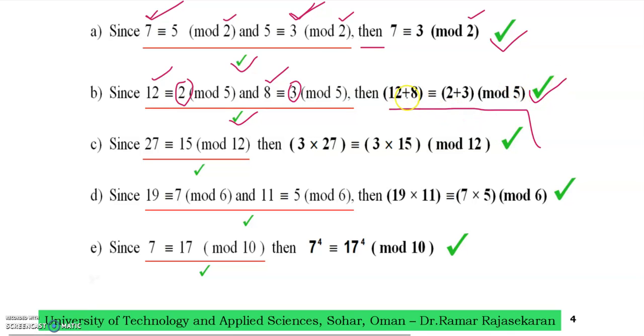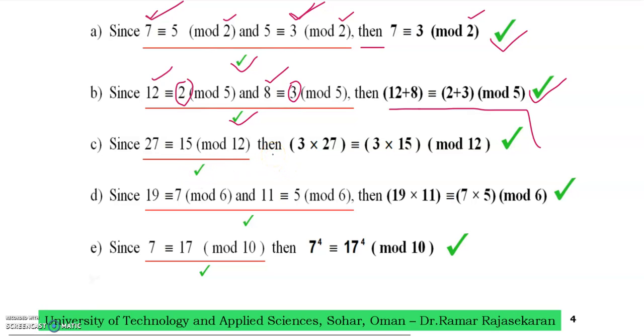You can check: 12 plus 8 is 20. 20 congruent 5 modulo 5. 20 congruent 5 means you get the difference 15. Yes, 15 is exactly a multiple of 5, so this is valid. Similarly, you can check. You see here this congruence is valid. Yes, 27 congruent 15 modulo 12. Yes, this is valid. This is given.